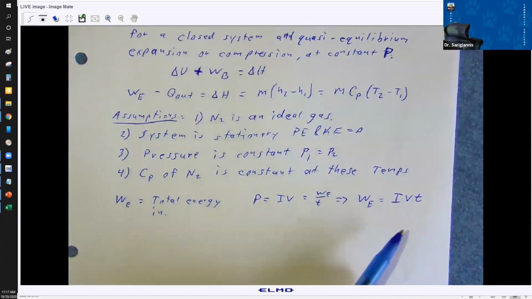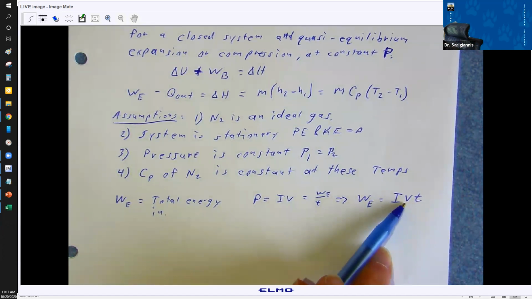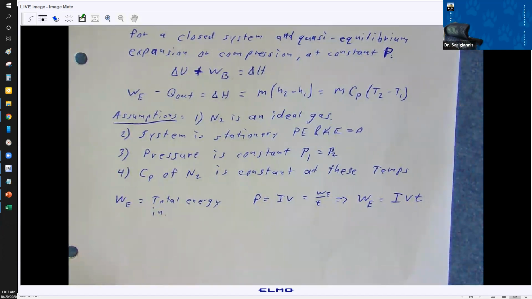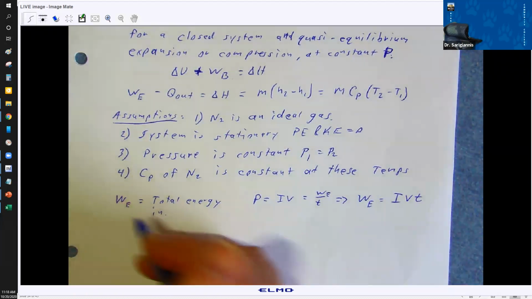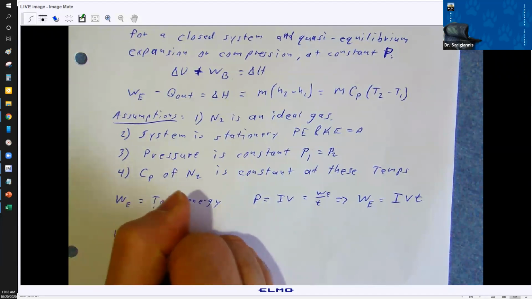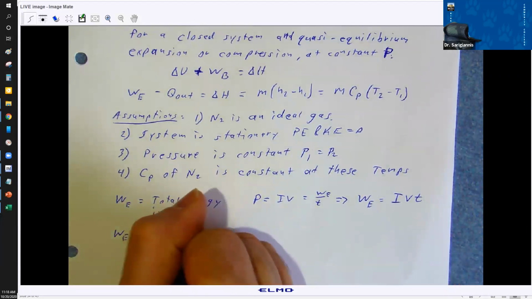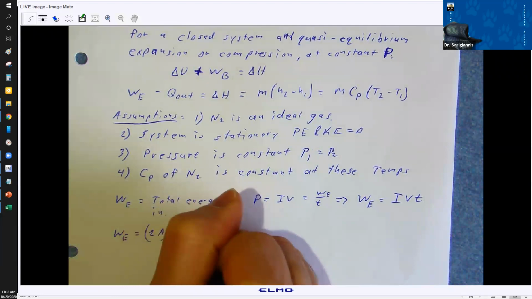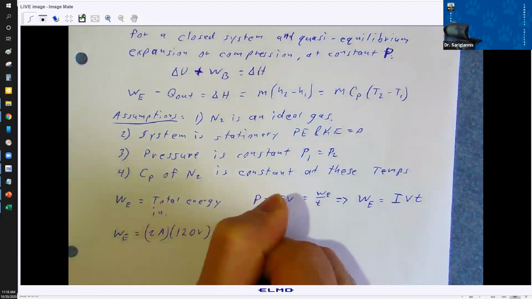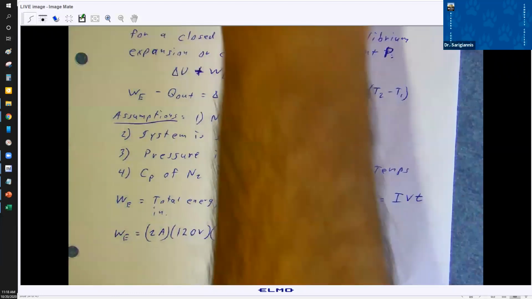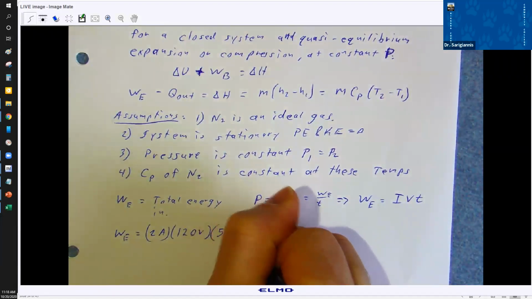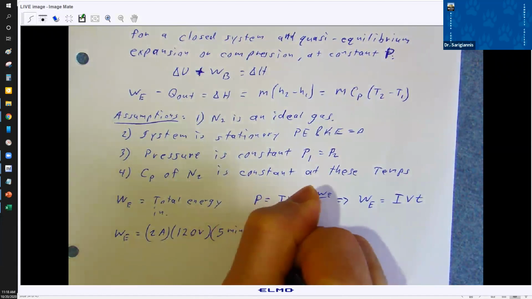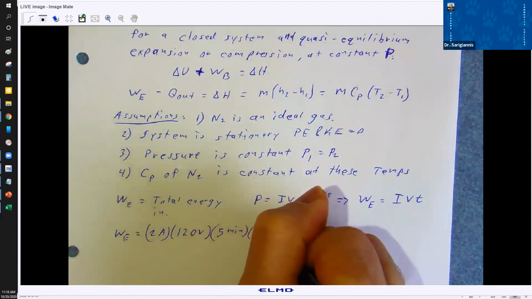Now the units on this: time has to be in seconds. This is in volts and this is in amps. And we were given 5 minutes. So let's just write this down here. We've got 2 amps, 120 volts, and I'll put the whole conversion in here, 60 seconds per minute.